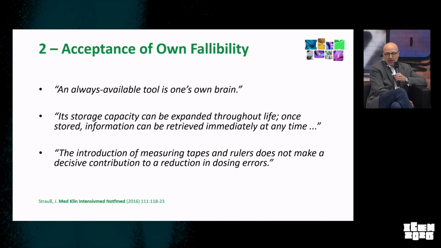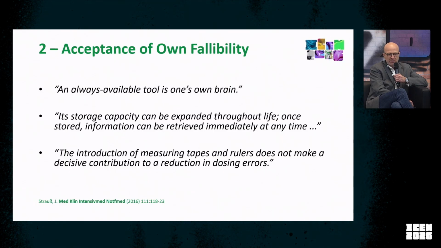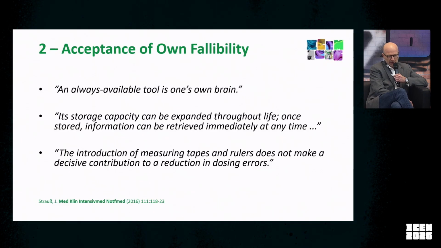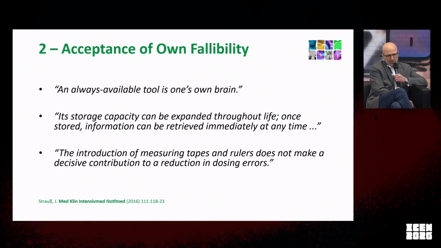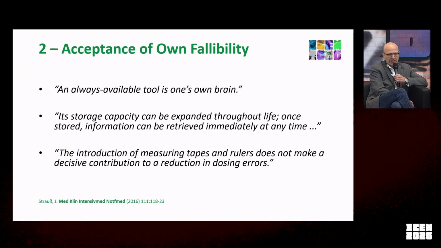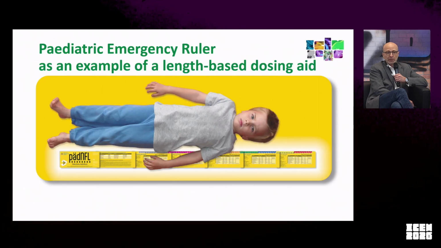I deeply admire this colleague for this, because with me it's very different. I learned the coagulation cascade like 50 times and forgot it reliably 2 days later again. But anyway, his potency is high. The next thing he said is that the introduction of measuring tapes and rulers does not make any decisive contribution to a reduction in errors. This is at least a failure of him.